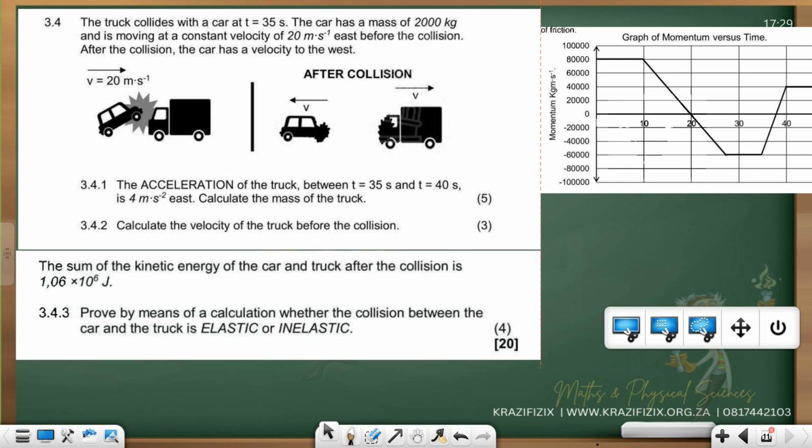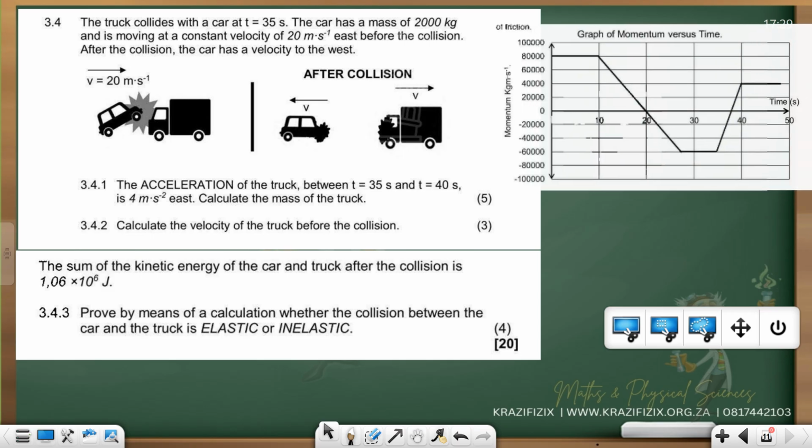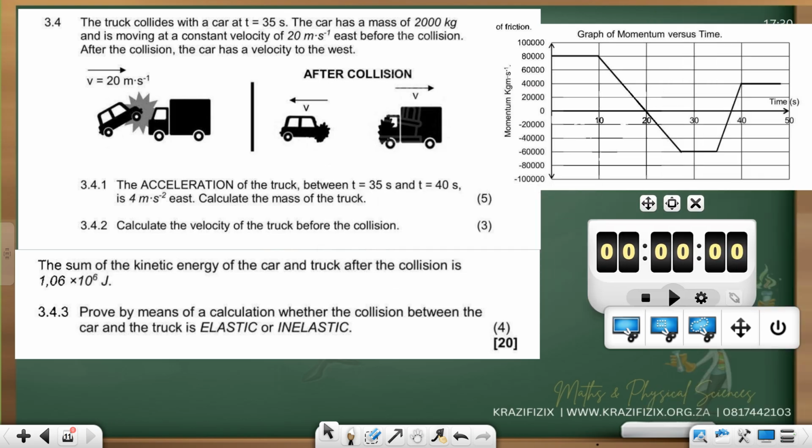5 minutes for 3.4, 3.4.1, 3.4.2. We're looking at how many marks? 8 plus 4. Oh, that's a lot. Okay, 7 minutes. Try. Give it your best shot.